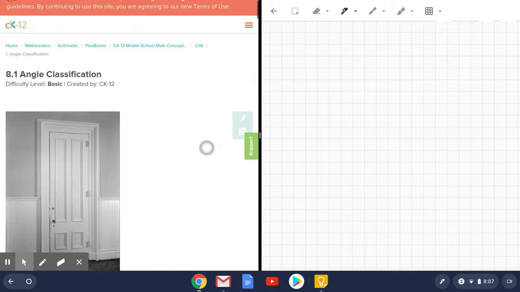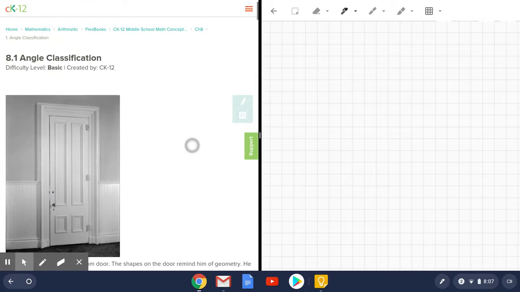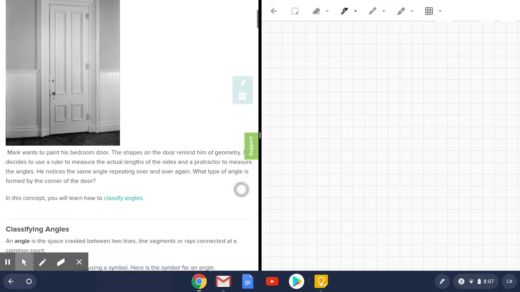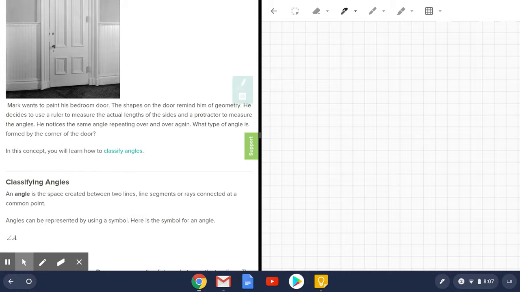So make sure that you have a notebook, piece of paper in front of you, a pencil, a glass of water. Pause the video now if you need to go do so. Make sure you also have our textbook page up, and that is located on Google Classroom. It's 8.1 angle classification. So without further ado, let's just get right into it.